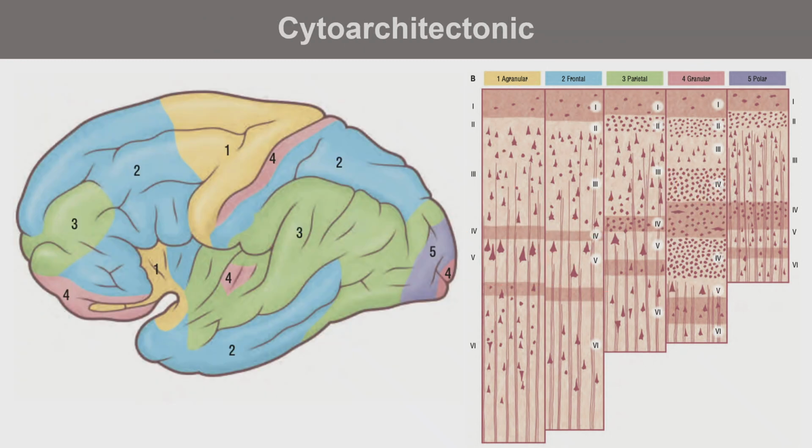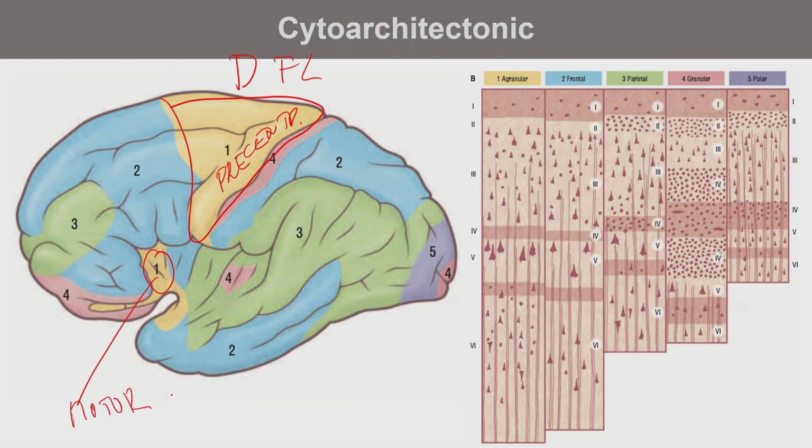If we look at the distribution of those architectural differences, then you can see that the motor cortex is localized in the dorsal frontal lobe zone. This is the pre-central gyrus. And also here is the motor speech center, so Broca center.